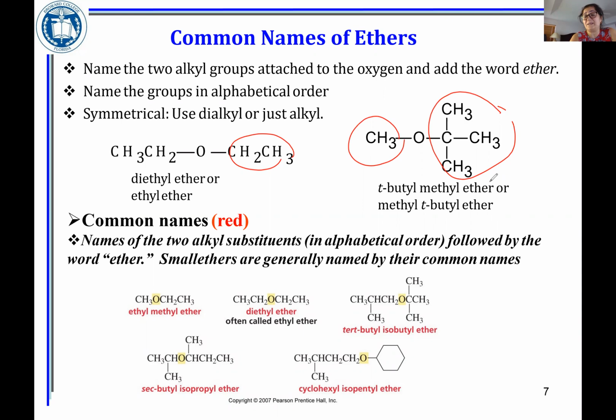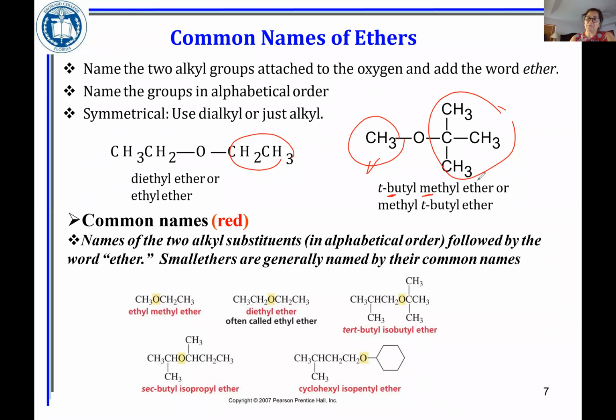Either complexity: if it's by complexity, then you go with the least complex alkyl group, and then the more complex alkyl group. So it would be methyl t-butyl ether. Or if you go with alphabetical order, you would use the t-butyl before the methyl. So it would be t-butyl methyl ether. There is a common name.